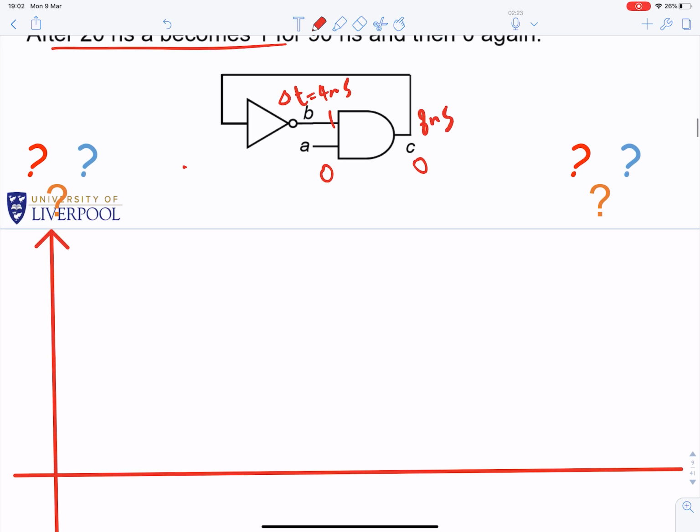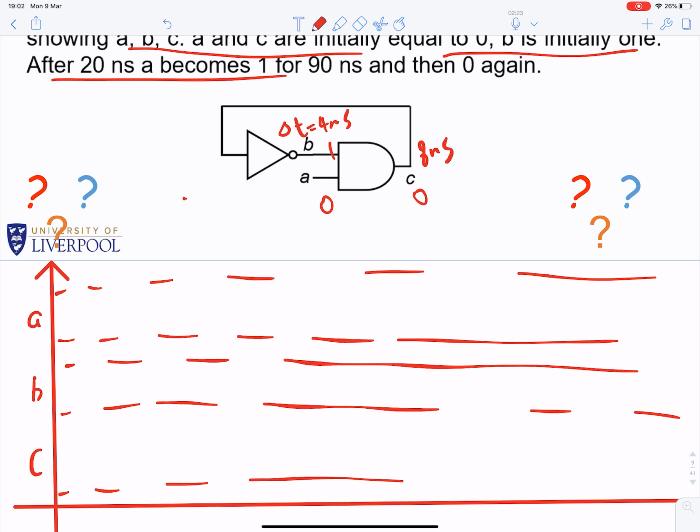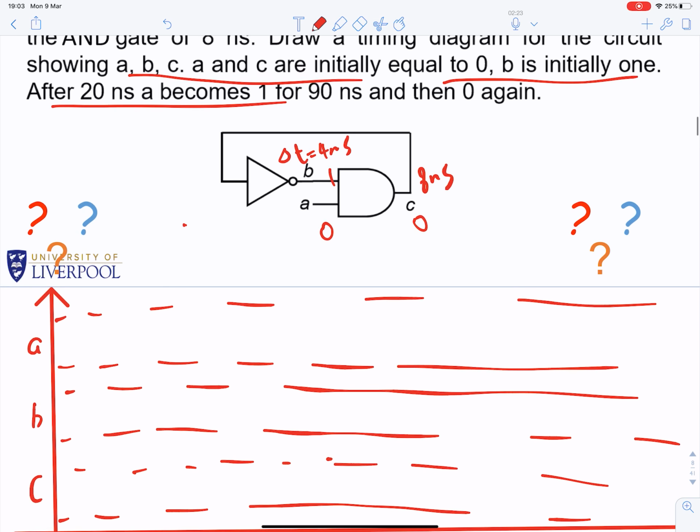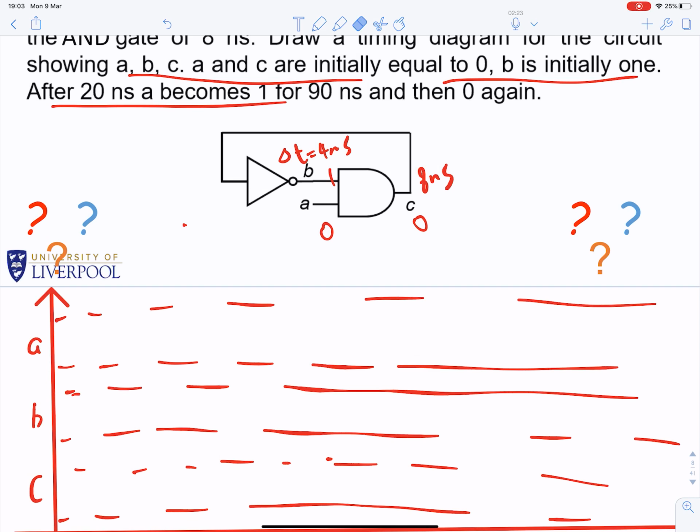So let's look at A, B, and C. Maybe we can choose a different color to make it more intuitive. So B is initially at 1, C is initially at 0, and A is initially at 0.